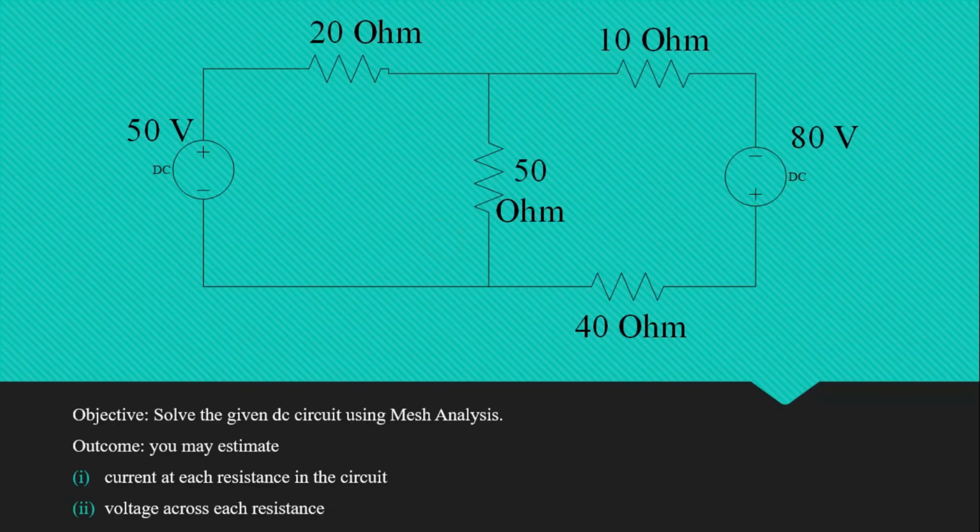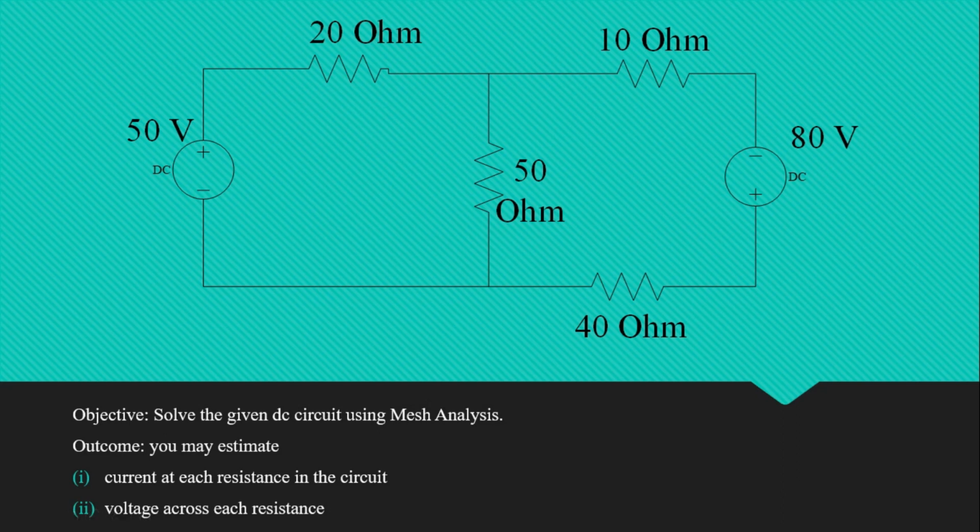So let's see the objective of this video. The objective is to solve the given DC circuit using mesh analysis. Once we apply this mesh analysis, we can get the value of the current across any resistance, and also the voltage across any resistance. So the outcome would be that by this mesh analysis we first identify the mesh currents, and once we know the mesh current values, we can get the current going through any resistance and the voltage across any resistance.